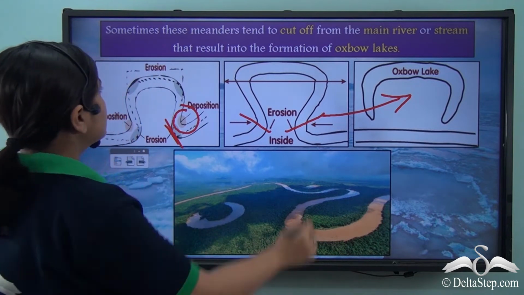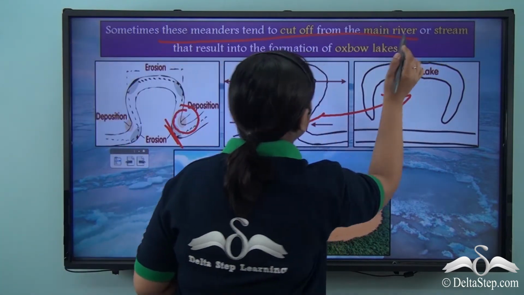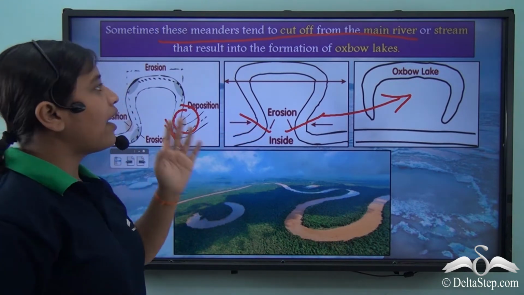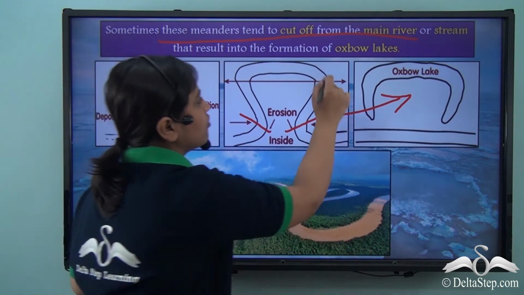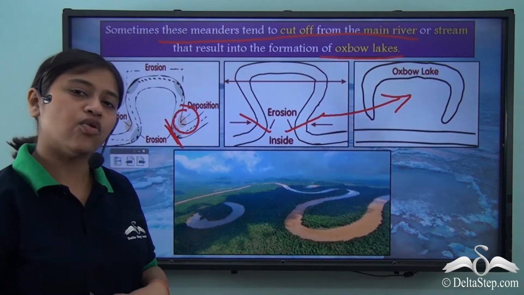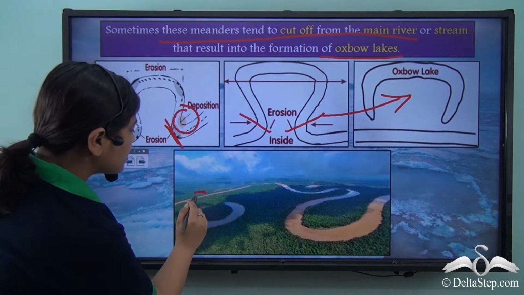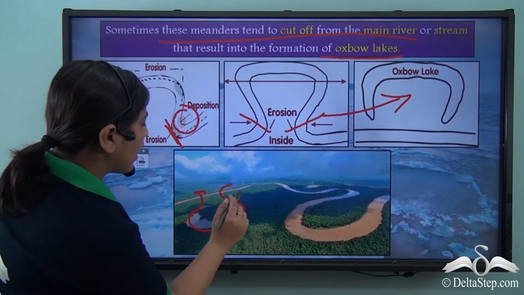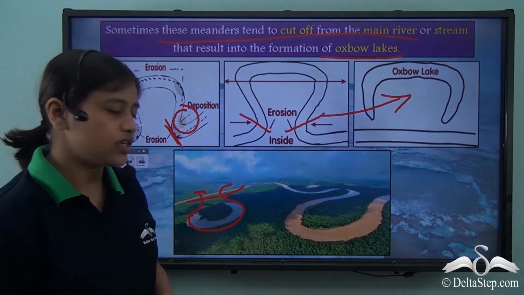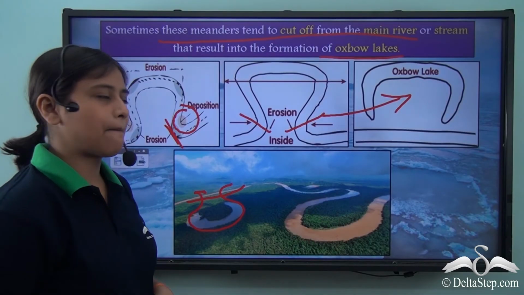Therefore, sometimes the meanders tend to cut off from the main river, as you can see here, or stream, that results into the formation of the oxbow lakes. So this is a picture that shows that this was once meandering here, while after it got cut due to deposition of silt and erosion, it formed an oxbow lake.